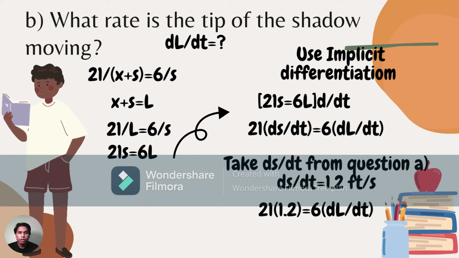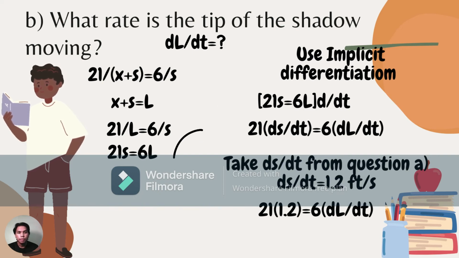Let's start with the equation 21 over x plus s equals 6 over s. As you know, x plus s equals l, so we can substitute it: 21 over l equals 6 over s. From this equation, we can cross multiply: 21 times s and 6 times l equals 21. The final answer will be 21s equals 6l.